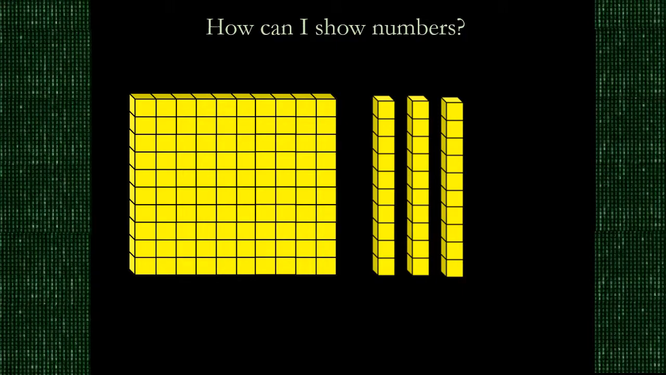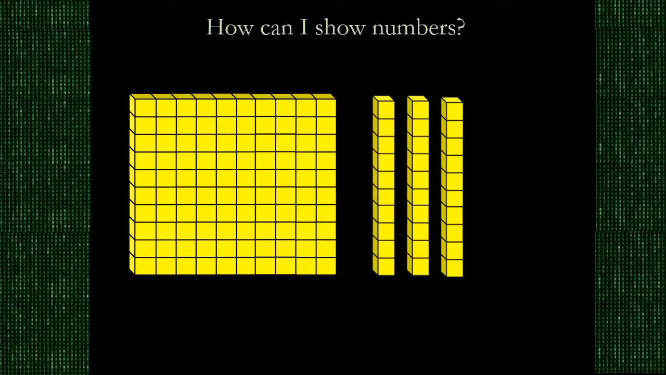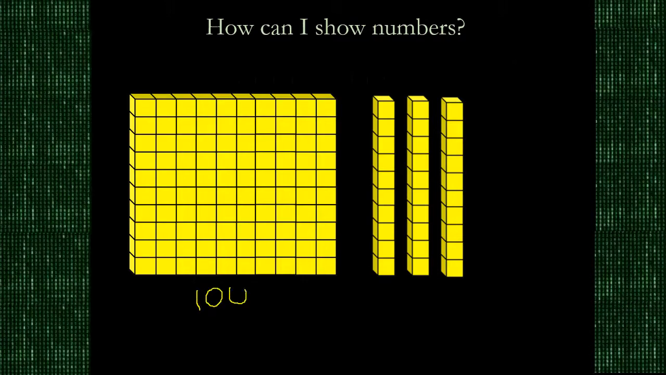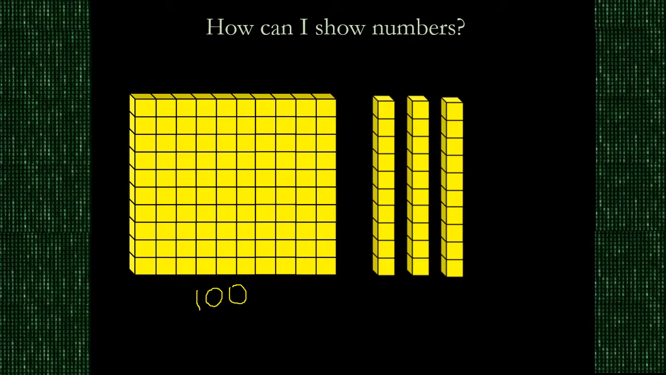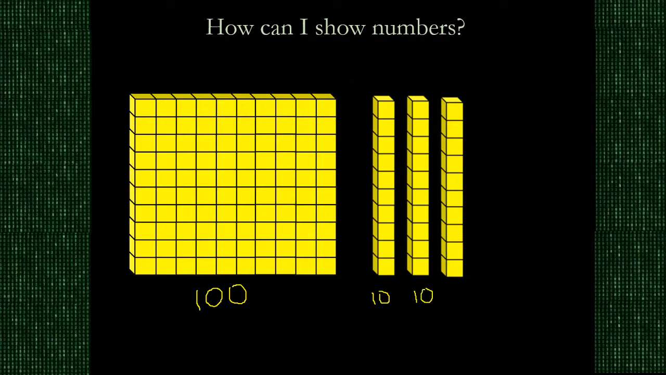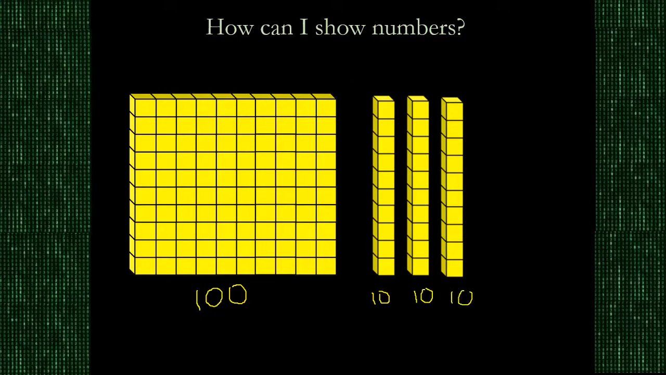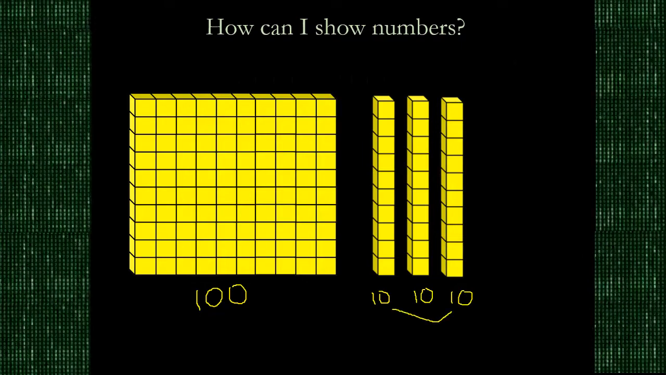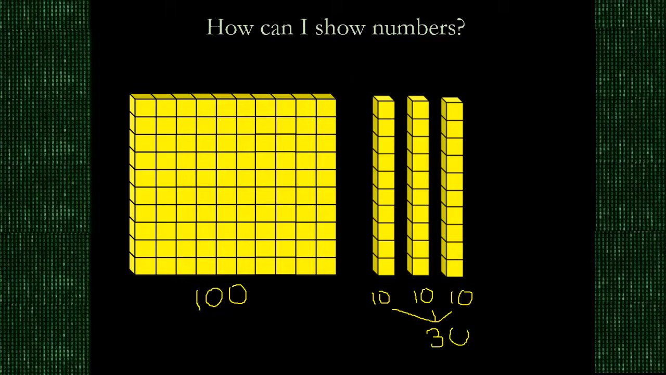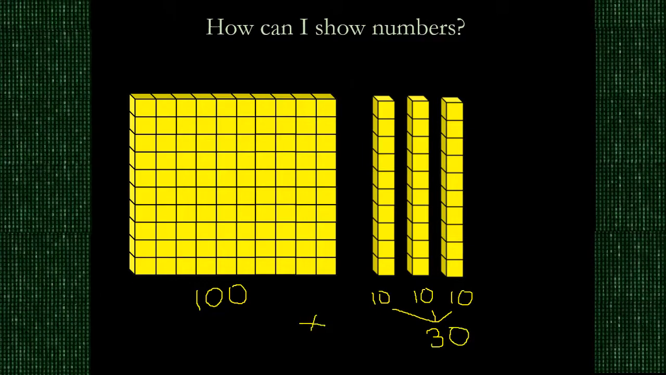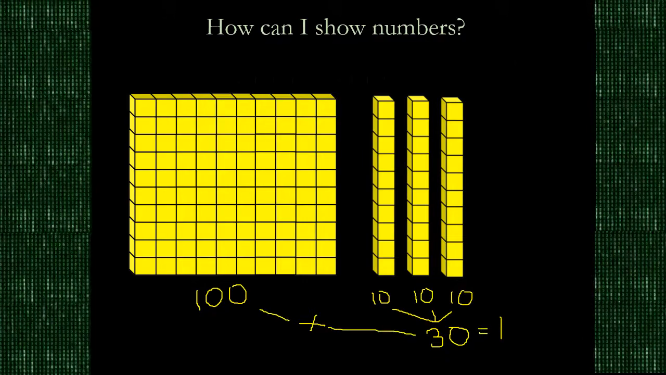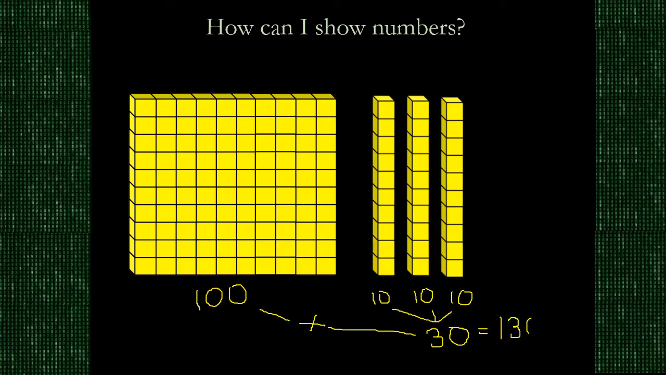And then we looked at how we could make bigger numbers. What do we have here? Well, we've got 100 because we have this 100 flat, and we have 3 10 rods, and each one of those is 10. So what's 10 plus 10 plus 10? And I think many of you already know this. It's 30. So we just add these up. 100 plus 30 is 130. Okay?